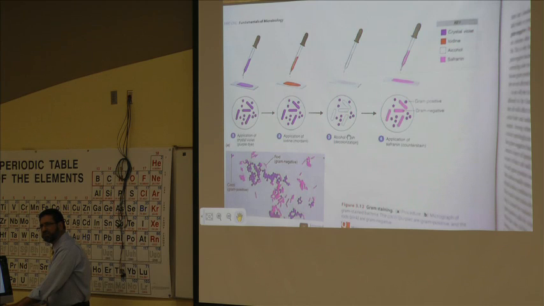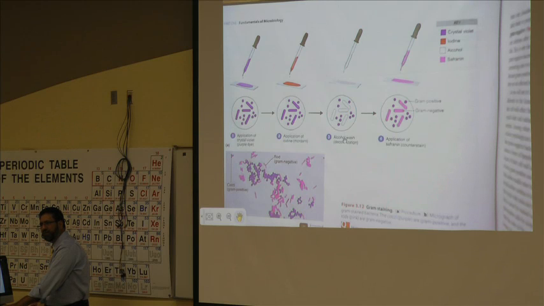Let me ask you this. Which bacterium should be called gram positive? The one that is holding on to the color or the one that has lost its color? Holding on. The one that holds on to the color is called positive. The one that has lost its color is called gram negative.